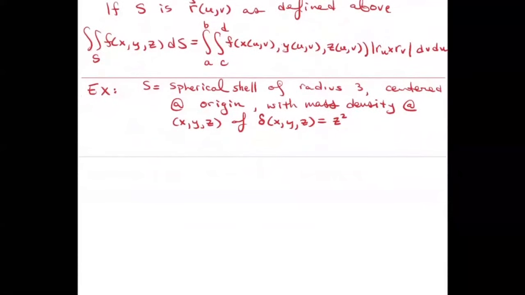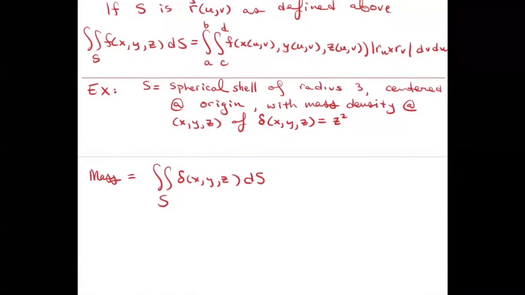Now, the mass would be a double integral over the surface of the density. And this is density per unit area times area, but this is surface area, ds. Okay, any questions?